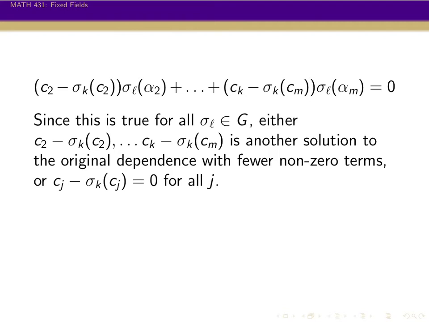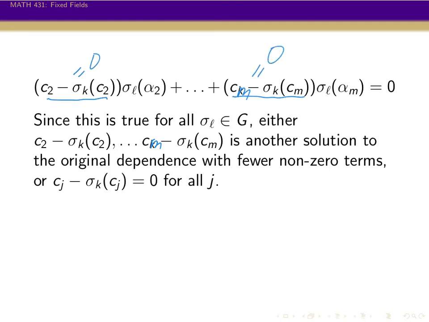Now, what this means is, since this is equal to 0, it could either be that each of these new coefficients, C2 minus sigma k of C2 through Cm minus sigma k of Cm, is giving us another solution, or it could be that each of these coefficients are already equal to 0.